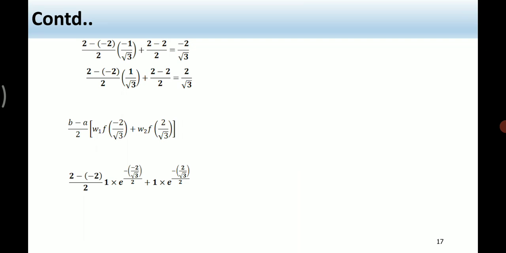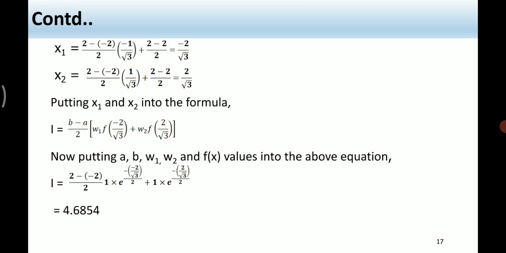So the values what we have, we substitute the values. Here x1 is equal to, we have the formula, and for the above formula we substitute all the values, that is 2 minus -2 divided by 2 into minus 1 by root 3 plus 2 minus 2 divided by 2, so that gives you minus 2 by root 3.